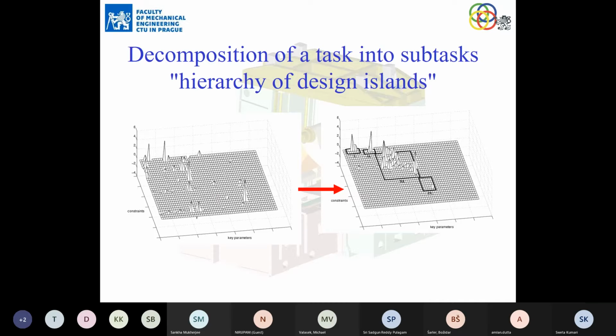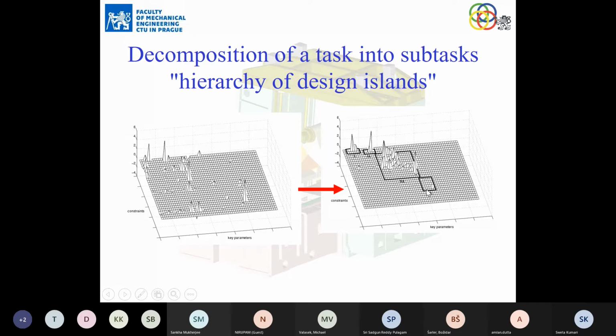Here is a demonstration of what I mean by the decomposition of the problems. On this axis are key parameters of the design. Here are the constraints they must fulfill, and it's difficult to start to solve for something because everything is dependent on everything. If you reorder that, you can find that there are some islands that are only loosely connected, and inside the islands the main iteration is happening.